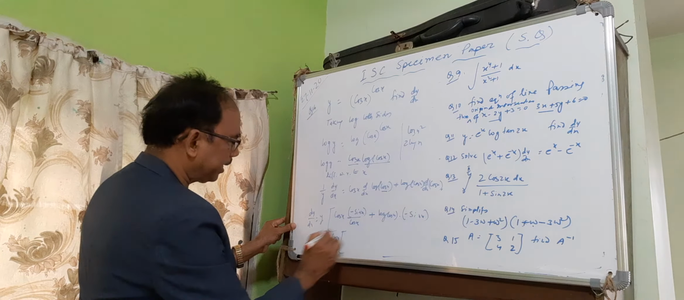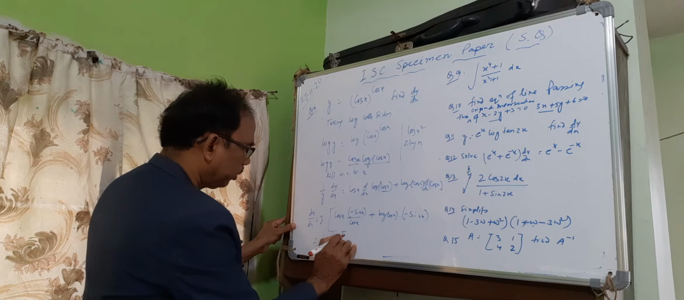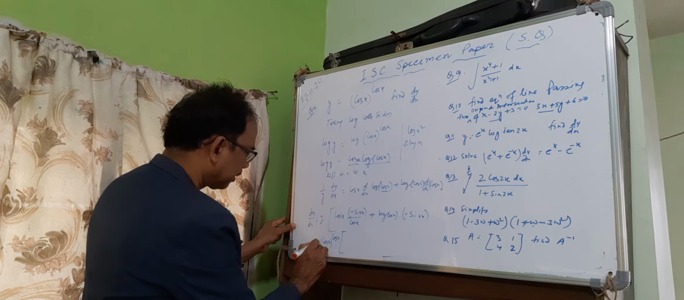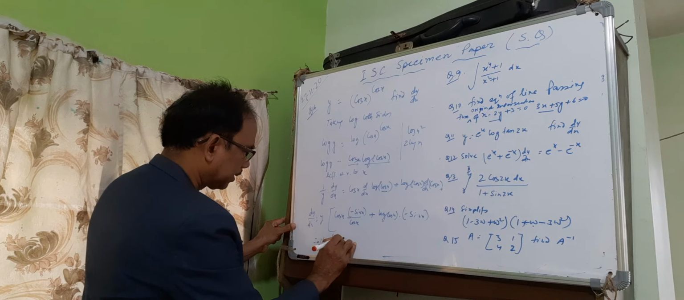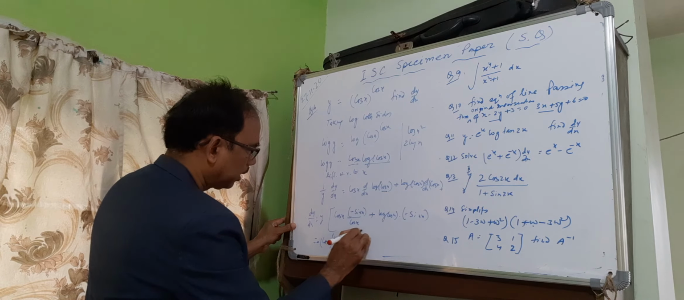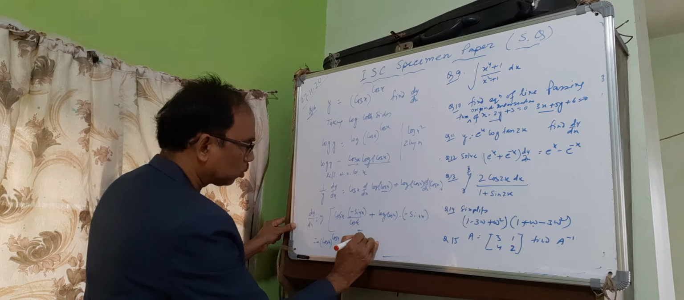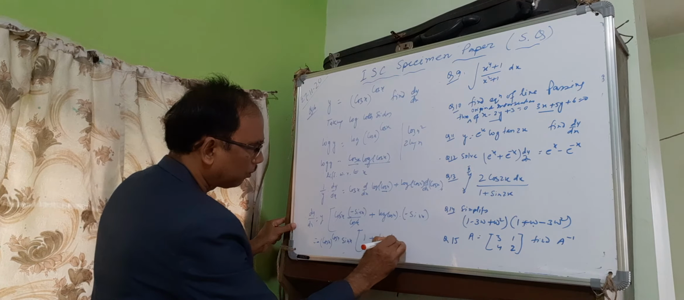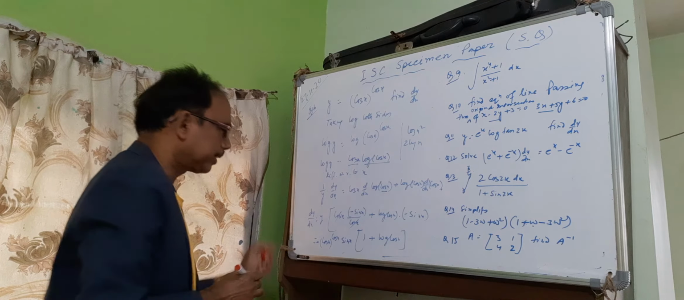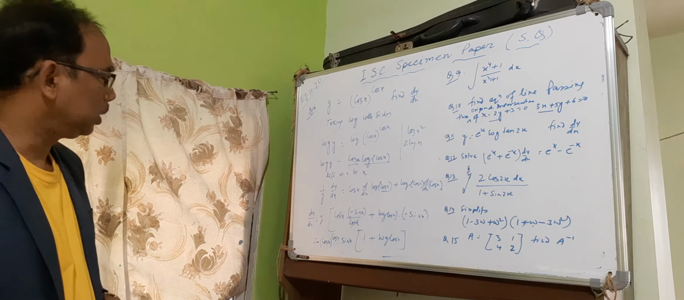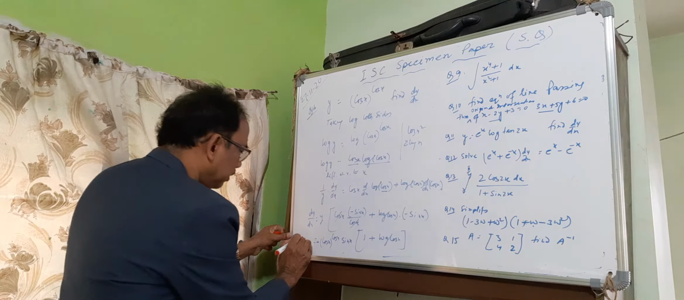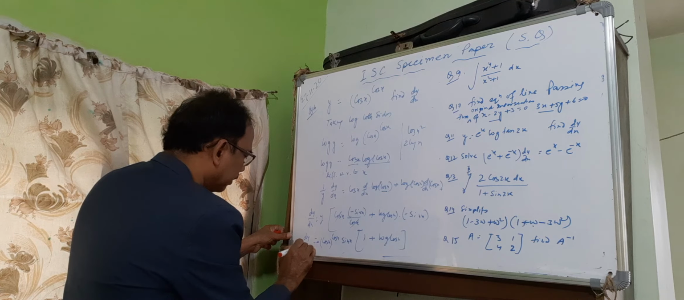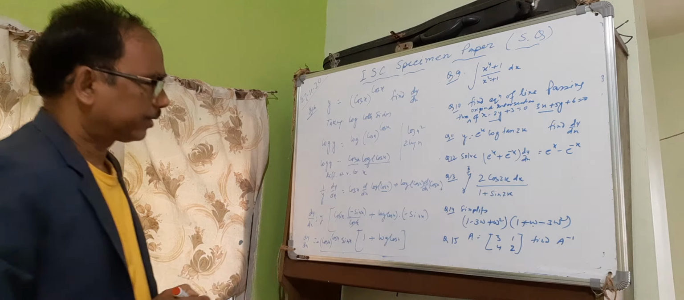Here minus sin x is common. We can take minus sin x common. This and this cancel, that is 1 plus log of cos x. That is the differentiation. dy by dx is this. This is the answer.